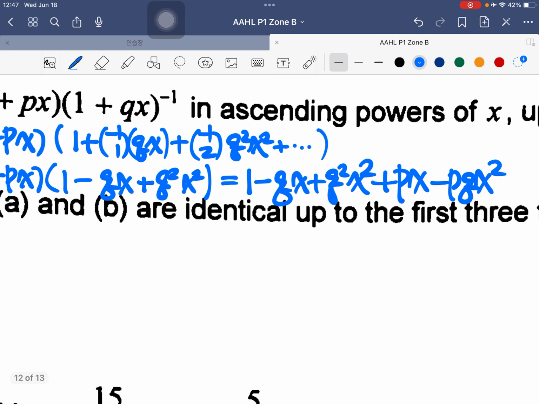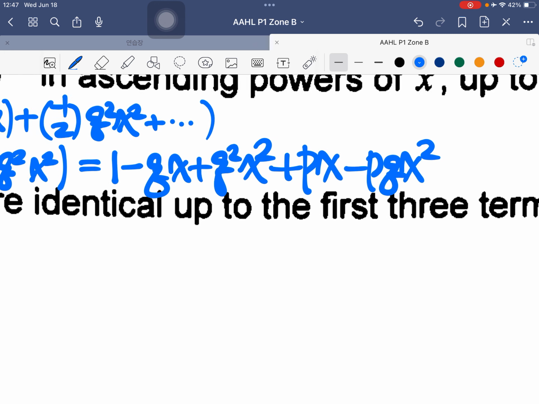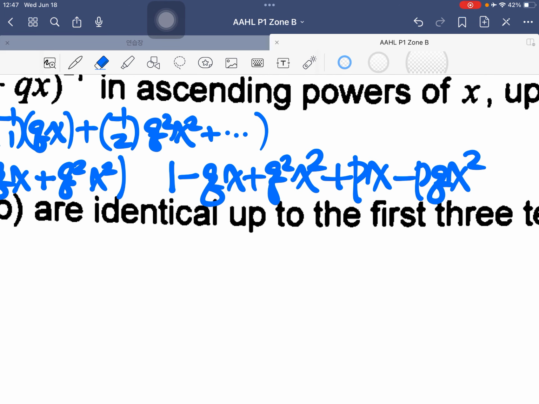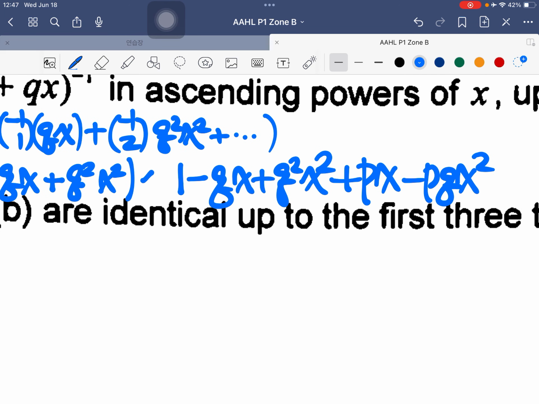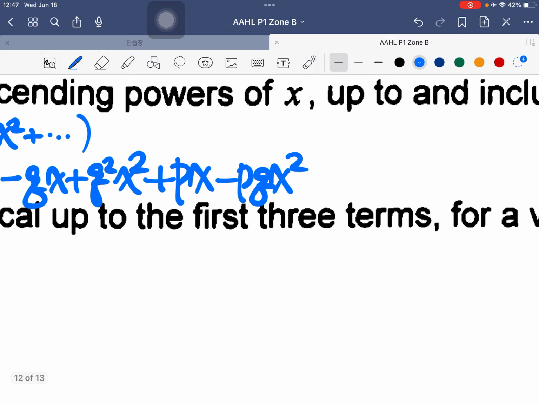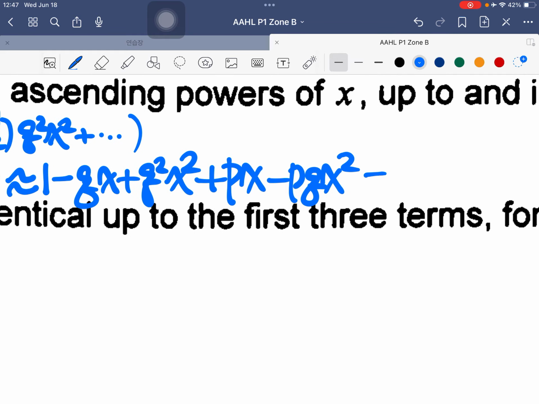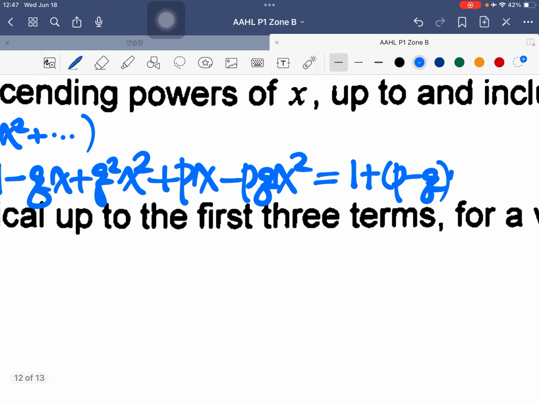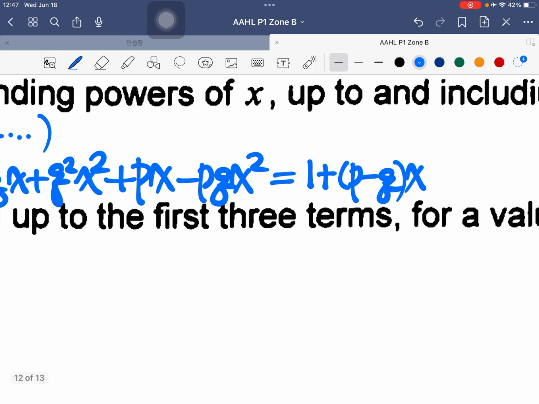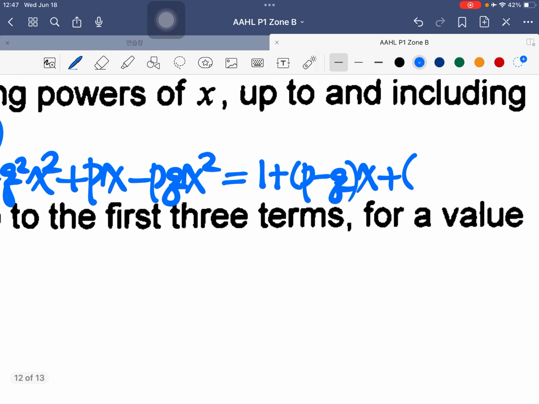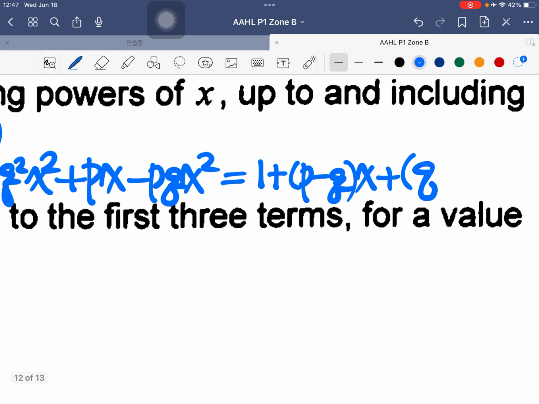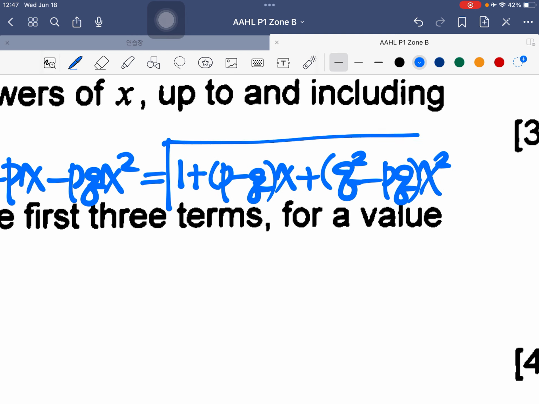Next term will be x cubed, we don't need it actually. So this expression over here is not actually equal, it is an approximation. So we can say 1 plus (p minus q) of x plus (q squared minus pq) of x squared. So this is the answer.